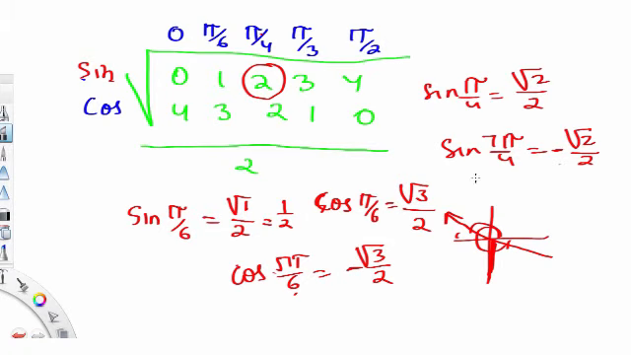So yeah, that's basically it. All you have to do is just know how to draw this, and then you can find the trig value of pretty much any common angle.